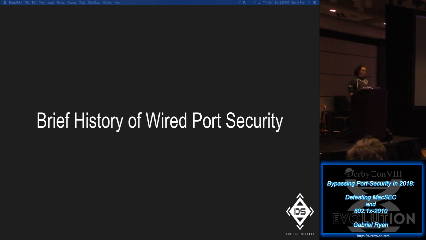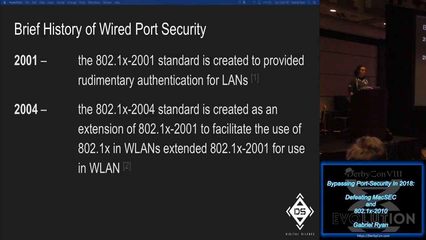Anyway, so alright, now we've gone over EAP and 802.1X. Let's go over a brief history of wired port security. So 802.1X-2001 was the first version of the 802.1X standard, and this was released back in 2001. Who would have thought, right? And this was created to provide rudimentary authentication for local area networks. The protocol was expanded in 2004 to facilitate the use of 802.1X in wireless environments.